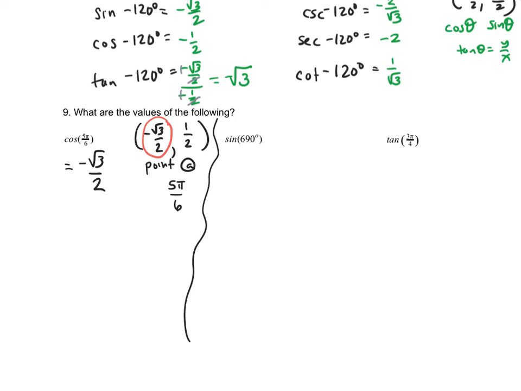Now for sine of 690, I do not have 690 on my unit circle, so I'm going to go ahead and subtract 360. So the sine of 690 is the same as the sine of 330. And 330 is on my unit circle. It's way over here. So if I look at that point on the unit circle, that one should be radical 3 over 2, comma -1/2. And since the sine is the y value, the sine of 690 is just going to be -1/2.